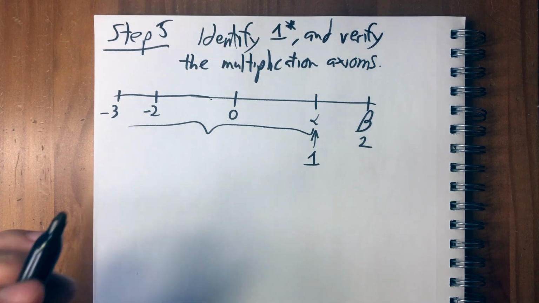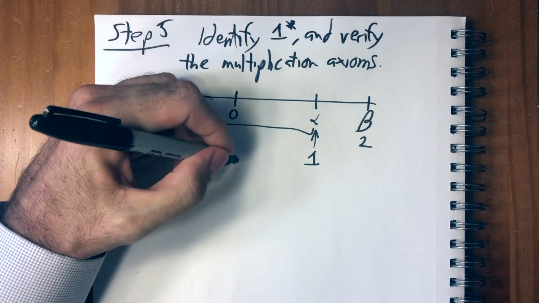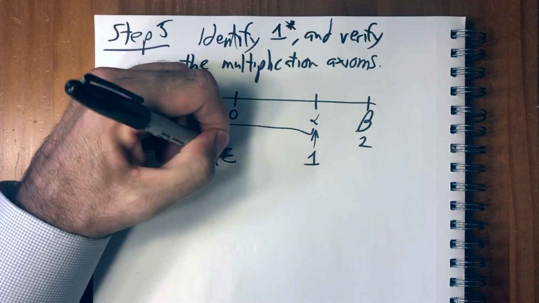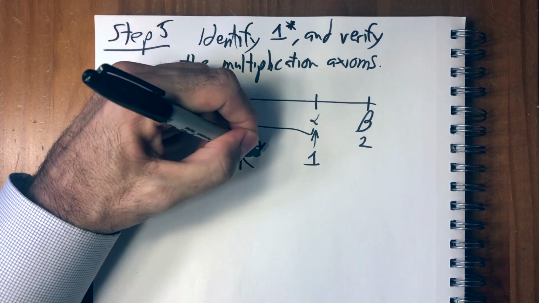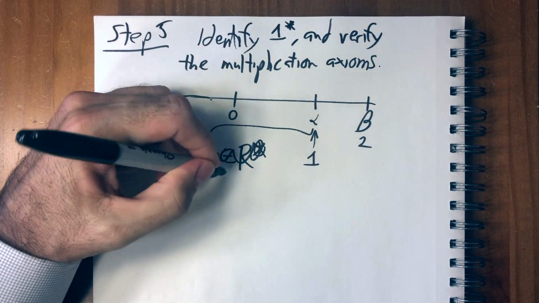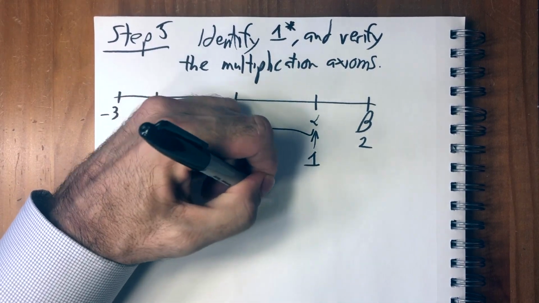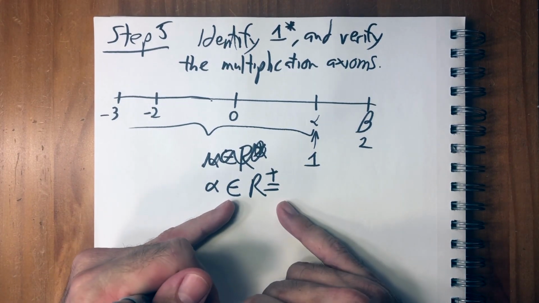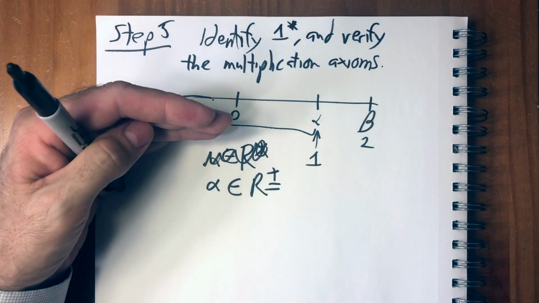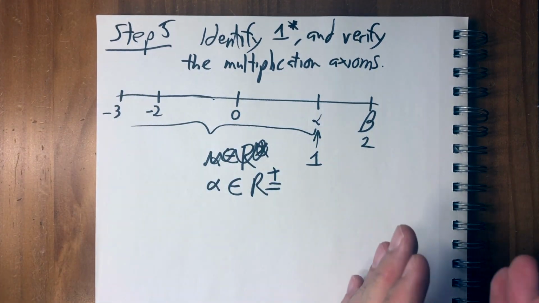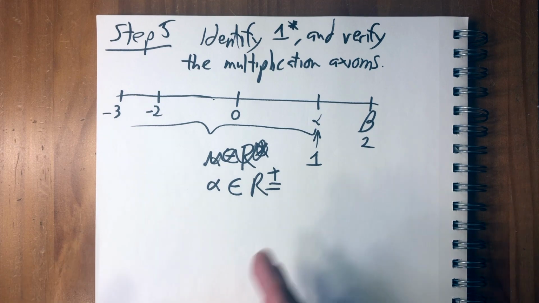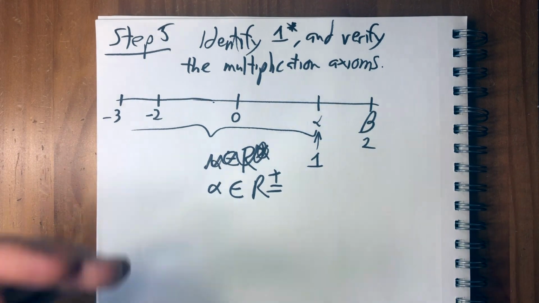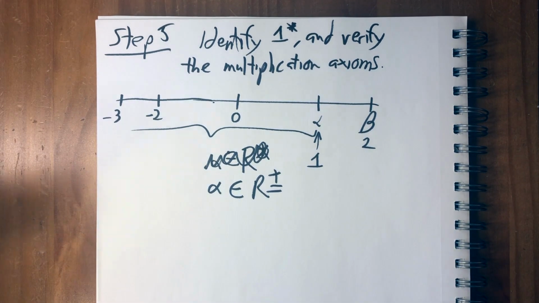So to begin with, we're going to confine ourselves to just alpha an element of the positives. So we're going to start looking at just positives. We'll establish the multiplication axioms for positives, and then we'll look at what happens in the other cases, when it's a minus times a positive, or negative times a negative.